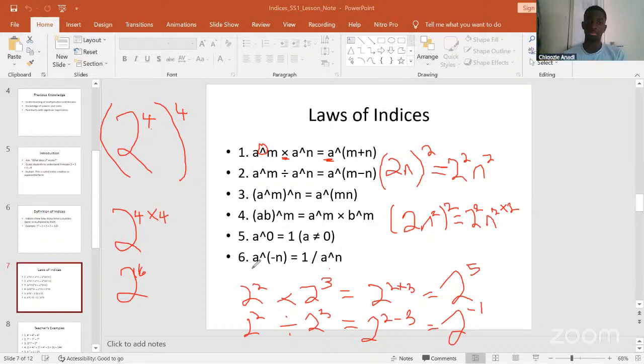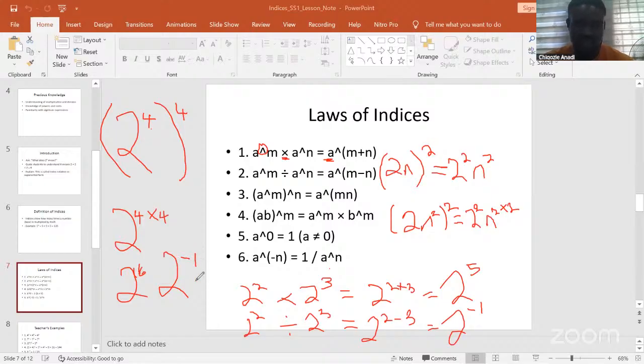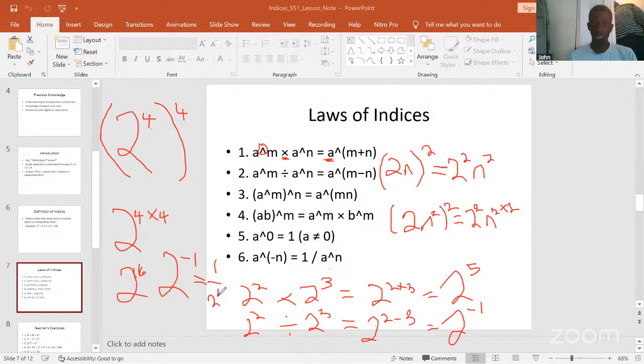And the last law says a raised to the power of minus n will give you a reciprocal. So any base that is raised to a negative power, something like 2 raised to the power minus 1, will automatically give you 1 all over 2 raised to the power what? 1. Are you seeing this now? Yes, sir. So when you have a negative power, just know it's going to give you 1 all over.